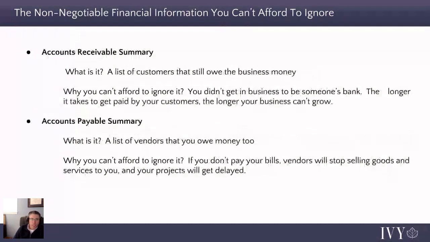Two more examples, accounts receivable summary. That's another report you can find. What is it? It's a list of customers that still owe the business money, your customers, and why you can't afford to ignore it. You didn't get into business to be someone's bank. The longer it takes to get paid by your customers, the longer your business can't grow. So if you're invoicing clients and you're waiting to get paid, the longer you have to wait to be able to get money to either pay off your vendors or invest in other things to get it to grow. So this report will tell you how long the customer has had since the invoice date since they haven't paid you.